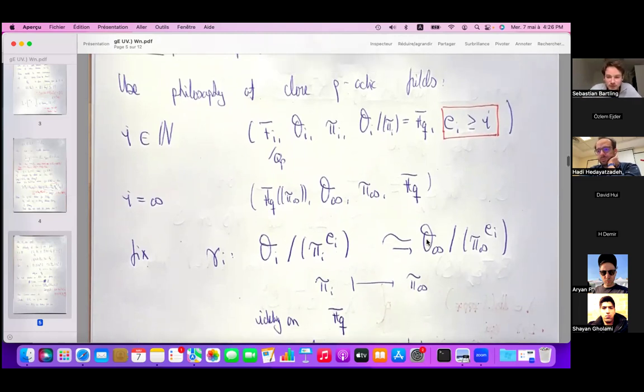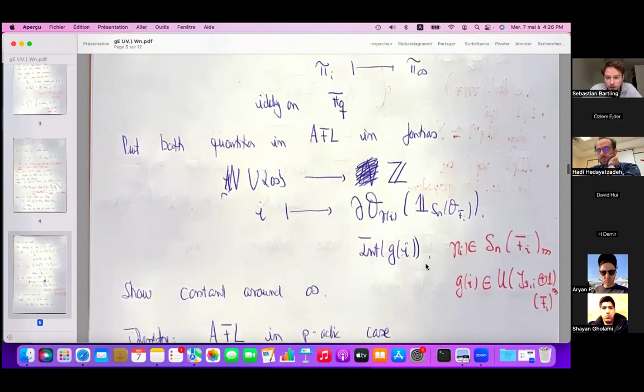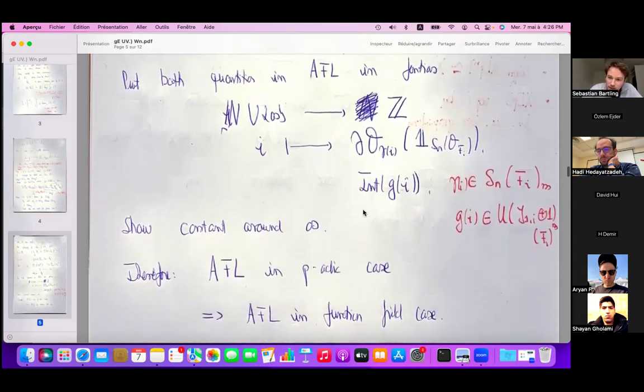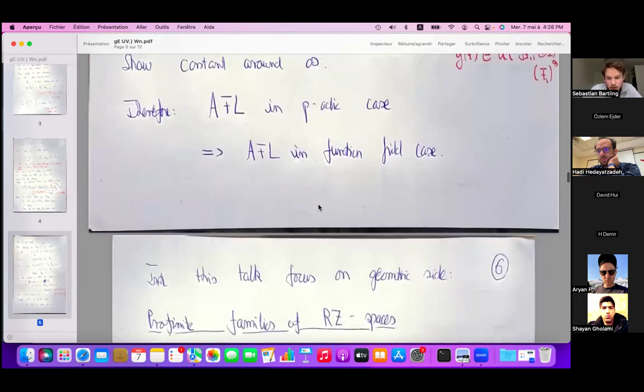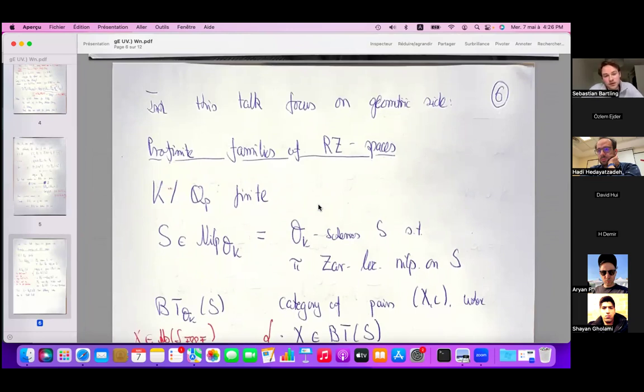So okay, that's what we want to do, and what I want to explain now is how you could go about constructing this function I goes to int gi. Remember, int gi was this intersection number. For this I want to construct what I call profinite families of Rapoport-Zink spaces, and for this let me recall what Rapoport-Zink spaces are.